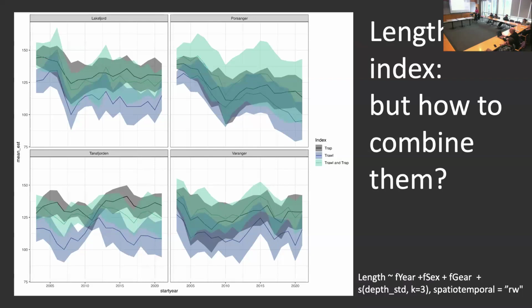So this is sort of where I'm at the moment: how to combine these two indices of abundance or density from the video and trawl, and trap and trawl on the other side, bringing the size information into them, because it seems quite essential for now.